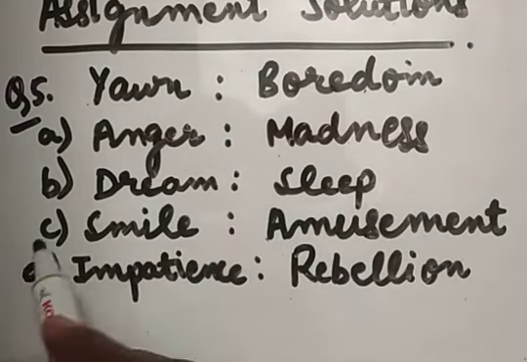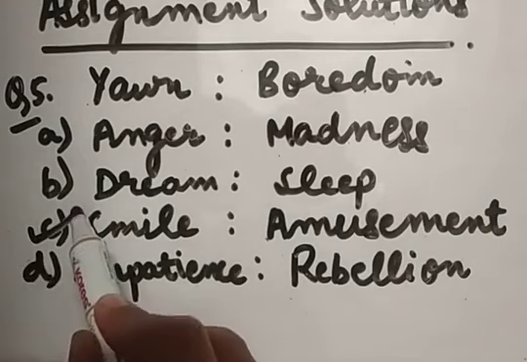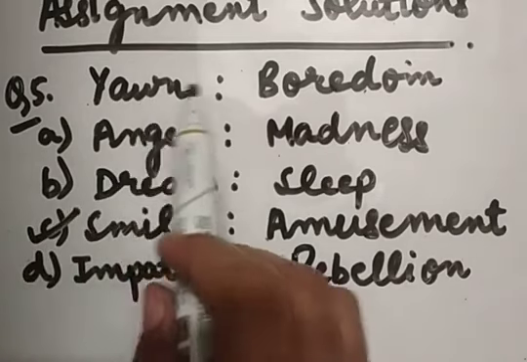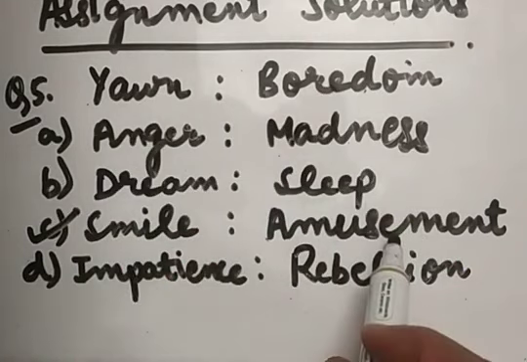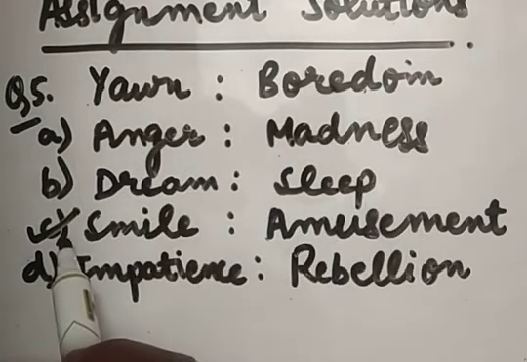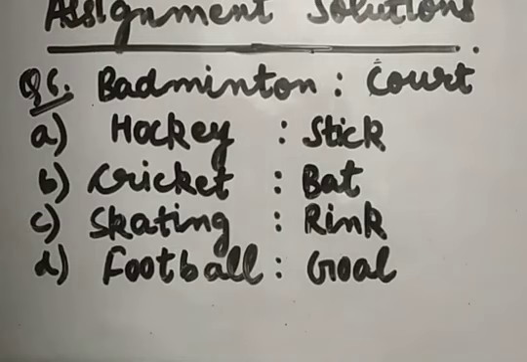So question number 5 answer is C option. As yawn indicates boredom, similarly smile indicates amusement. So we will go with C option for question number 5.